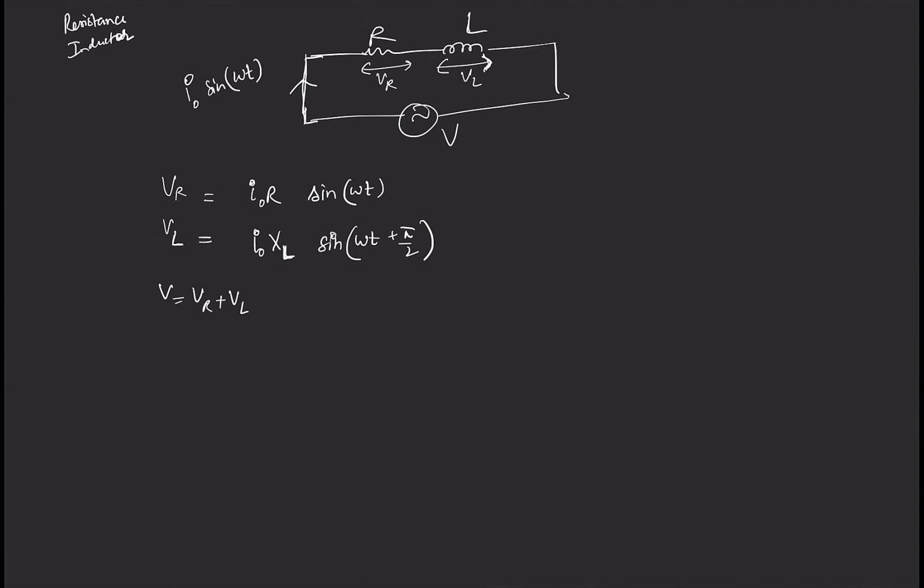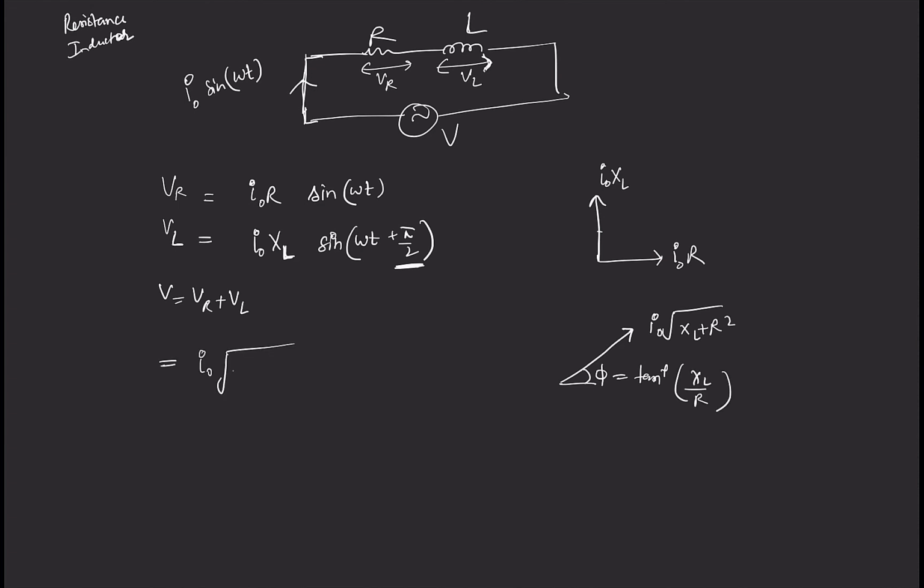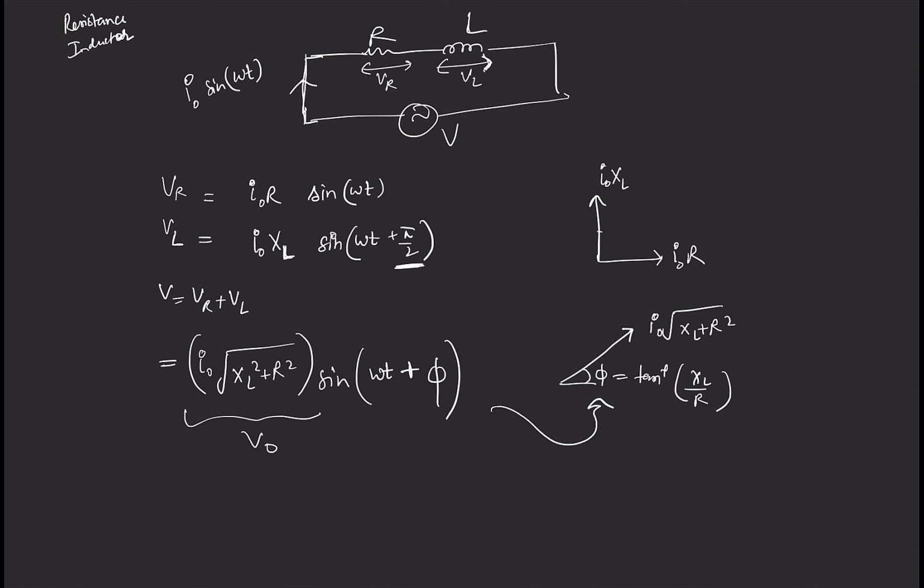So we can add these terms using phasor method. I naught XL would be on the y axis because it has an angle of plus pi by 2 with respect to omega t, and I naught R would be on the x axis. So resultant would be I naught root of XL square plus R square with an angle of phi, which is equal to tan inverse XL by R. So V would be equal to I naught root of XL square plus R square. This is peak value, which you can also call V naught sine of omega t plus phi, where phi is this angle.